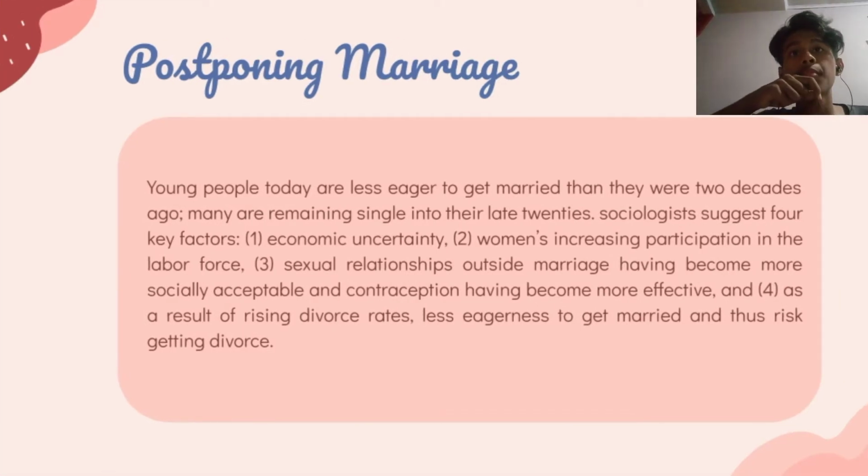Postponing marriage. Young people today are less eager to get married than they were two decades ago. Many are remaining single into their late 20s. Sociologists suggest four key factors. The first, economic uncertainty. Second, women's increasing participation in the labor force. Third, sexual relationships outside marriage having become more socially acceptable and contraception having become more effective. And fourth, as a result of rising divorce rates, less eagerness to get married and thus risk getting divorced.